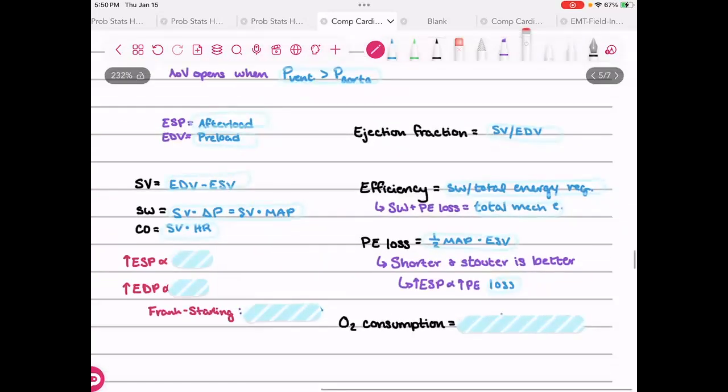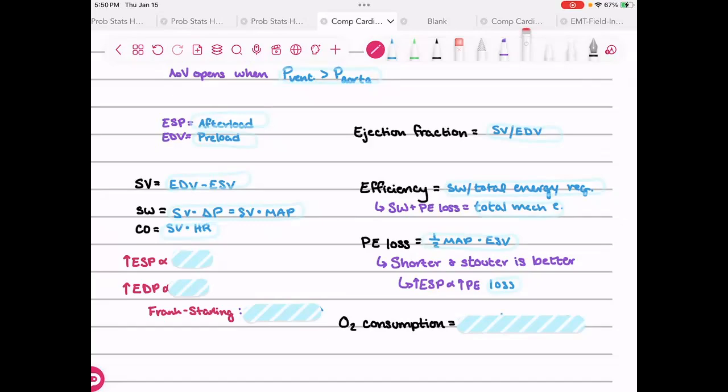Another good relationship to know is that as ESP increases, the PE loss increases. And this makes sense, right? So as your afterload increases, as there's more pressure that the heart is trying to pump against, this is kind of like related to your vascular pressure. If your blood pressure is too high, for example, then your heart has to work harder to get the blood out, and there's going to be a higher potential energy loss.